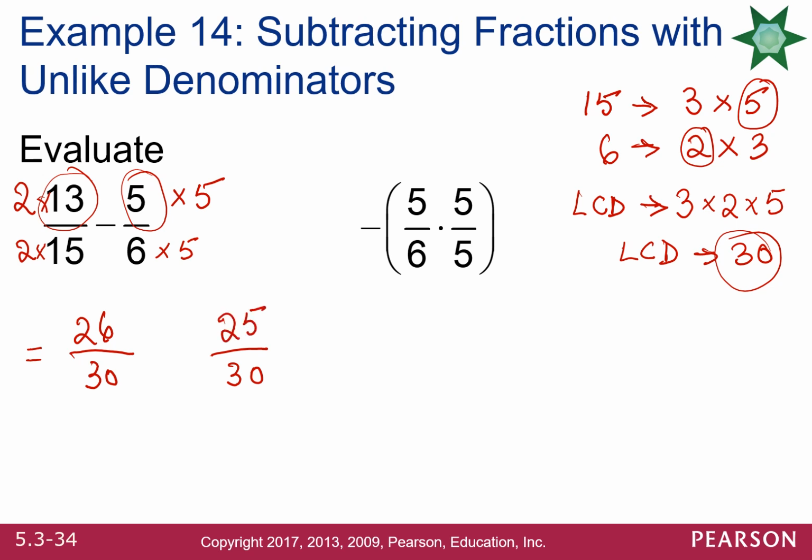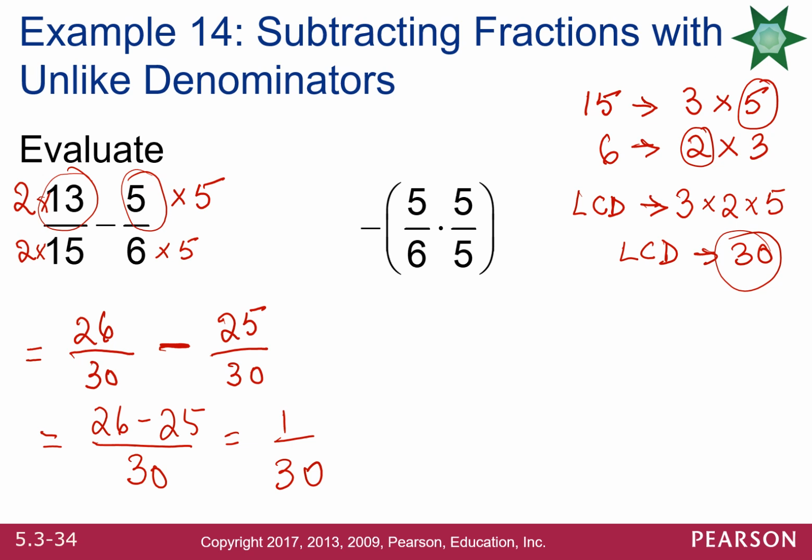All right. And of course, now we have adjusted the numerator values according to the common denominator to make them equivalent to the original fractions. And now that we have a common denominator, all you need to do is subtract the numerators and put it under the common denominator. 26 minus 25 should give us 1 over 30 as the final result.